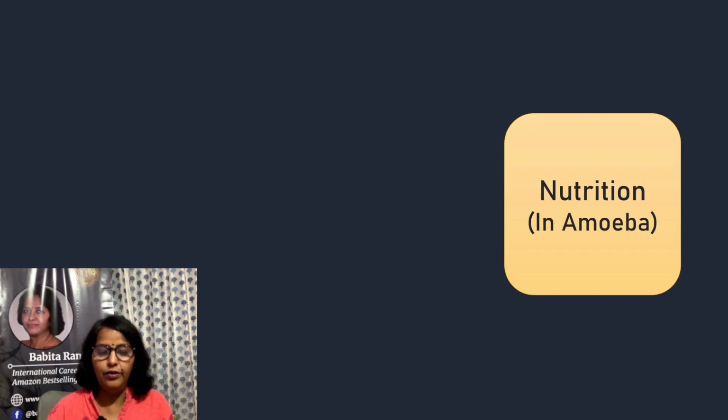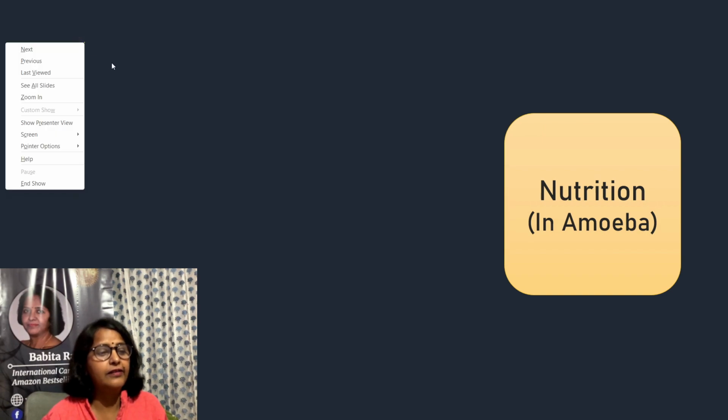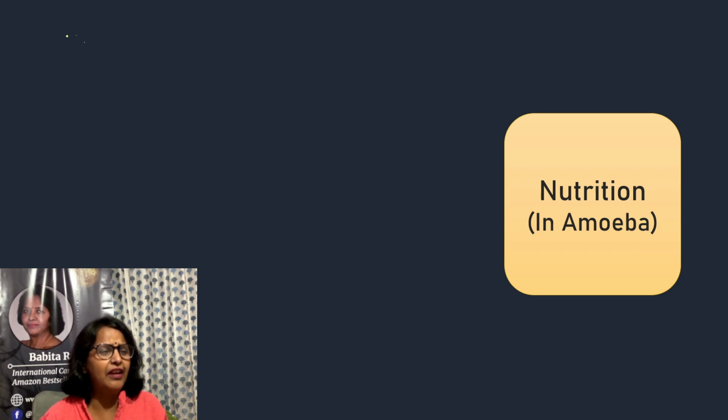Now let us see nutrition in amoeba. What happens in amoeba? Amoeba, as you have studied in earlier class also, endocytosis takes place in amoeba, that is food enters inside the amoeba with the help of its flexibility of cell membrane. So amoeba has an irregular shape.